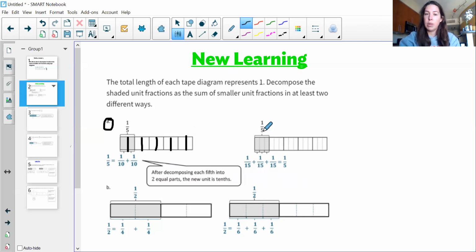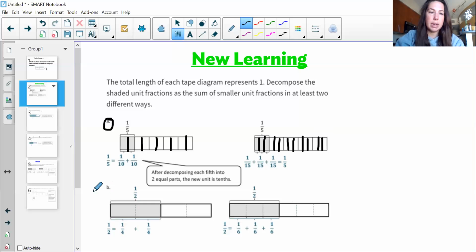Now over here, we still start with 1/5. We're starting with the same amount, the same unit fraction, and this time we're going to break each fifth into 3 equal pieces. And that gets us 15ths. So see how I'm taking each fifth and I'm splitting it into 3 pieces by drawing 2 lines. And when we go all the way, we end up with 15ths. We have 15 pieces now. So that gets you 3/15 is equal to 1/5.